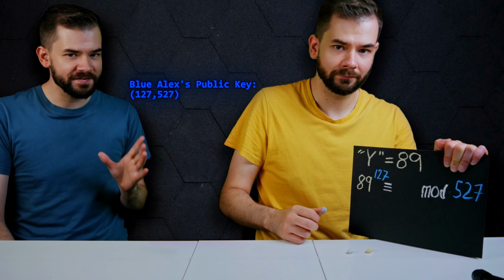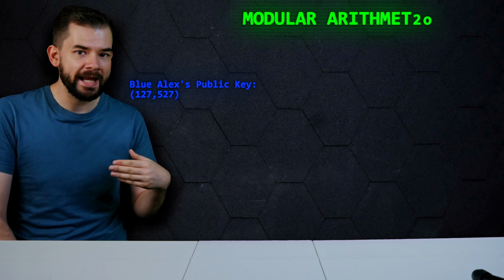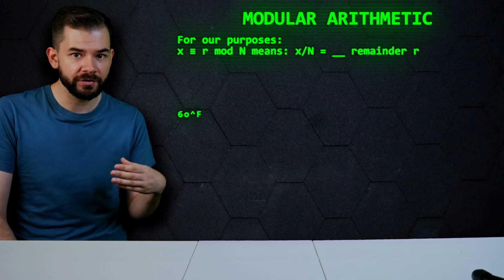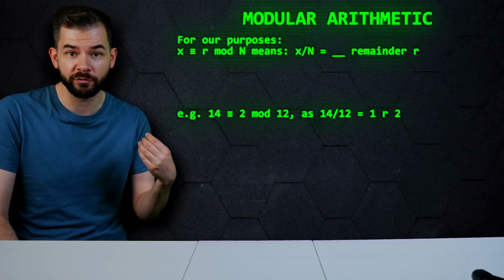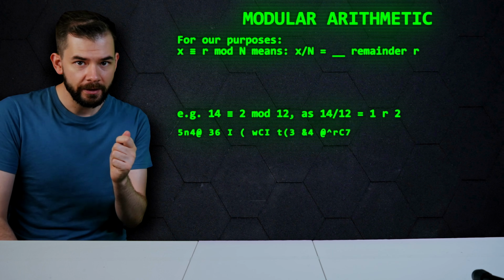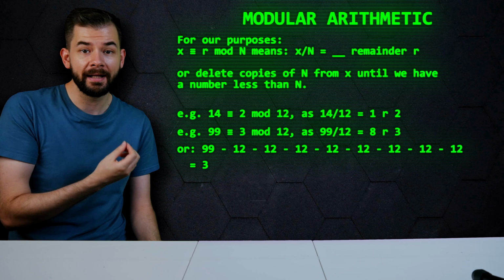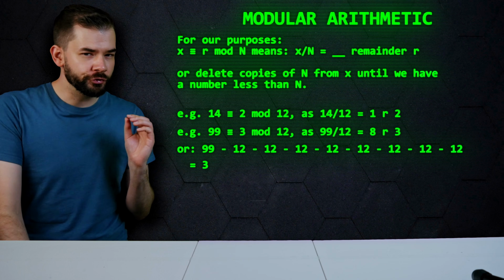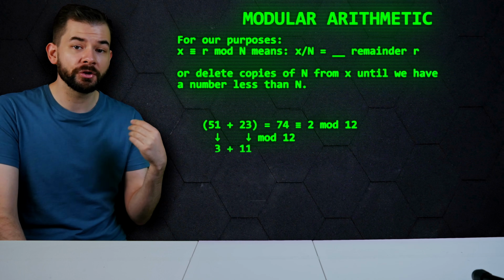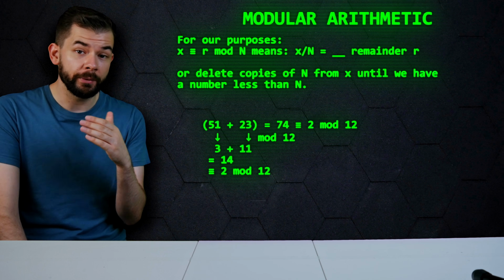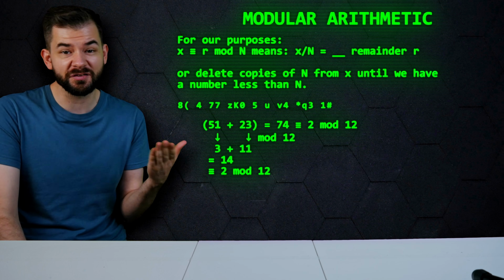Now a very quick aside about modular arithmetic in case you're unfamiliar. This means we take the remainder after dividing. So 6 plus 8 modulo 12 is 2, because 14 divided by 12 is 1, remainder 2. You can also think of it as stripping away chunks of 12 until you get a number less than 12. We're going to use some shortcuts in this video. 51 plus 23 can be done by taking the numbers modulo 12 before adding. We get the same answer because whether we delete the chunks of 12 before or after adding, it doesn't matter.